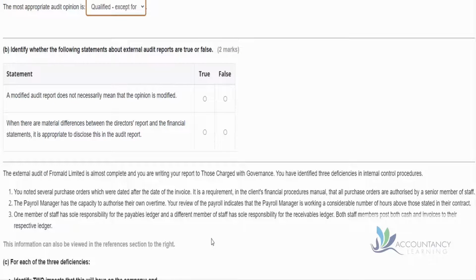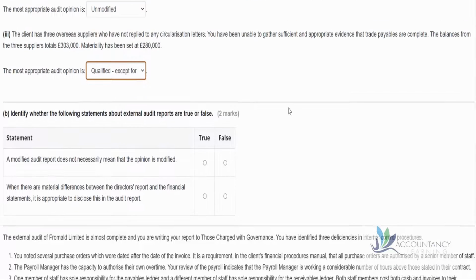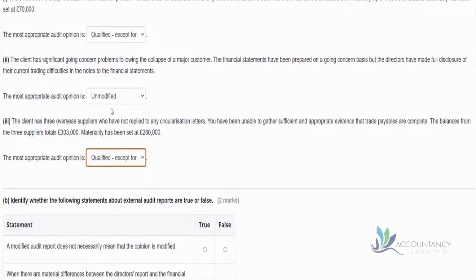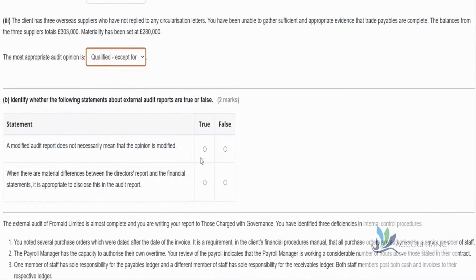Next then, in part B, we need to identify whether these statements are true or false. So a modified audit report does not necessarily mean that the opinion is modified. Well, that's true, isn't it? Because we were talking about that in part 2 here, that here we have an unmodified opinion, but that would be included in a modified report because of the emphasis of matter paragraph. So yeah, this is true that a modified audit report does not necessarily mean that the opinion is modified.